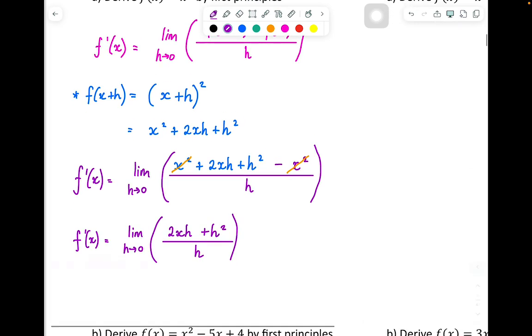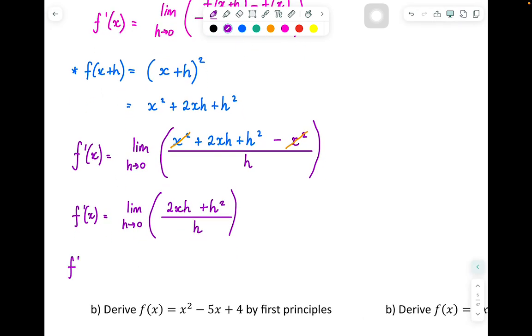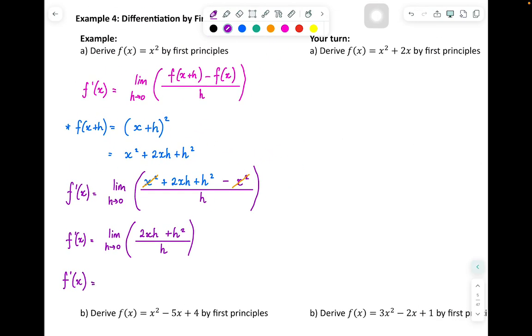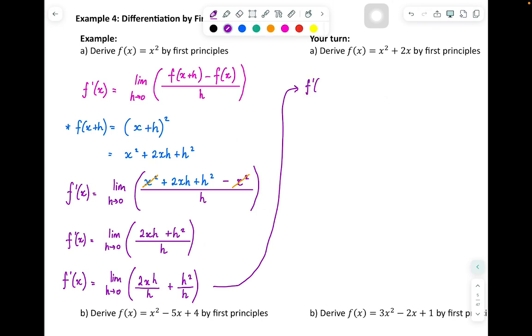So the x squared terms cancel out. We still need to divide by h. So what I'm going to do is split up the h's here. I'll bring this up. We still haven't applied the limit yet, which means that we need to simplify.